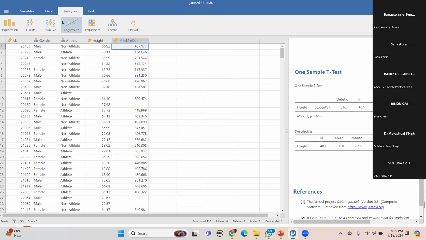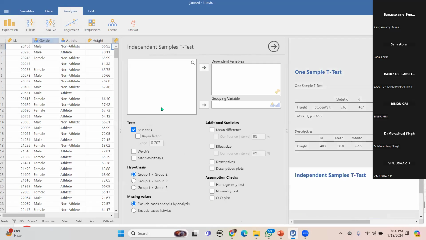First option we have is Explore. Second option we have is T-Test. Please select the T-Test. Then please select the Independent Samples T-Test. Now we have selected the independent sample t-test.